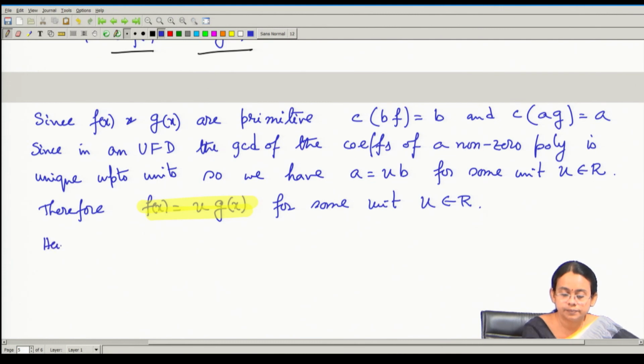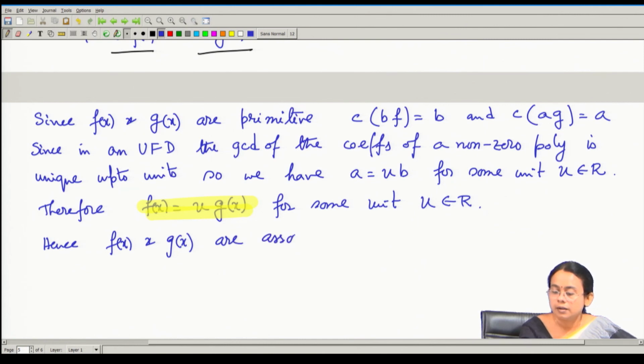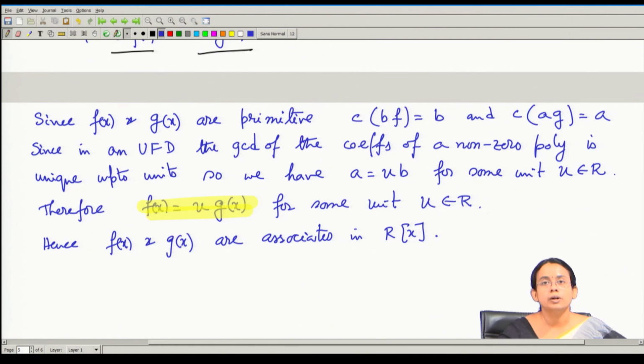Hence f(x) and g(x) are associates in R[x]. So this is what we wanted to prove.